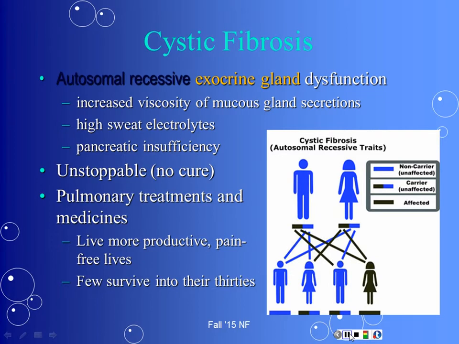Pancreatic insufficiency. Because of all of the mucus, it causes a lot of scarring. So over time, these patients can end up with CF-related diabetes, secondary to that. It's unstoppable. There is no cure. Pulmonary treatments and medicines help them to live productive, pain-free lives. Generally about 30 is the survival age, the life expectancy. Okay.